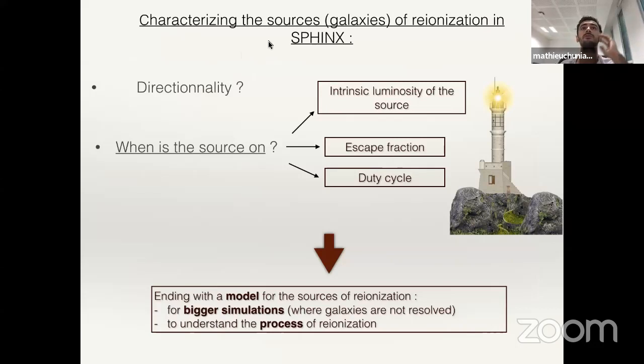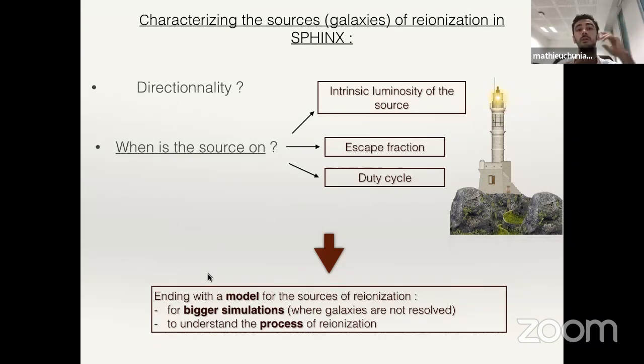So to characterize a source, a galaxy of reionization, you need to wonder about many things. You need to wonder about the directionality. Do your photons escape in one direction or in all directions? And you need to wonder when the source is on, when the source is visible. It will depend on the intrinsic luminosity of the source, of course, but also on the escape fraction. You can have a bright source, but totally opaque. And on the duty cycle, sometimes the same source can be totally opaque and totally visible. In fact, it's like characterizing a lighthouse.